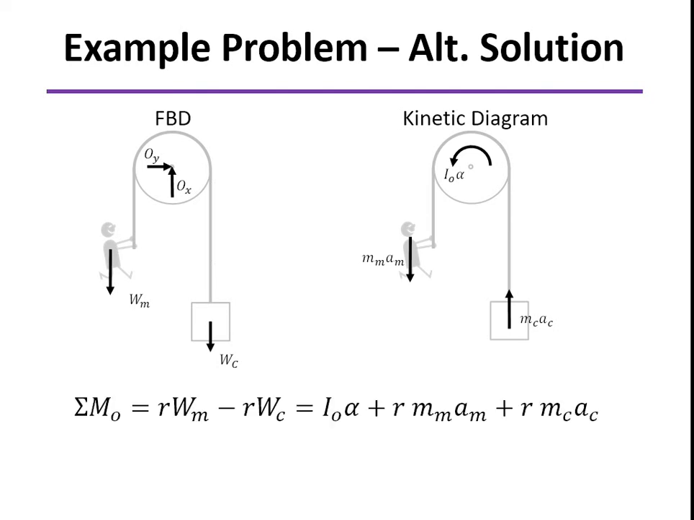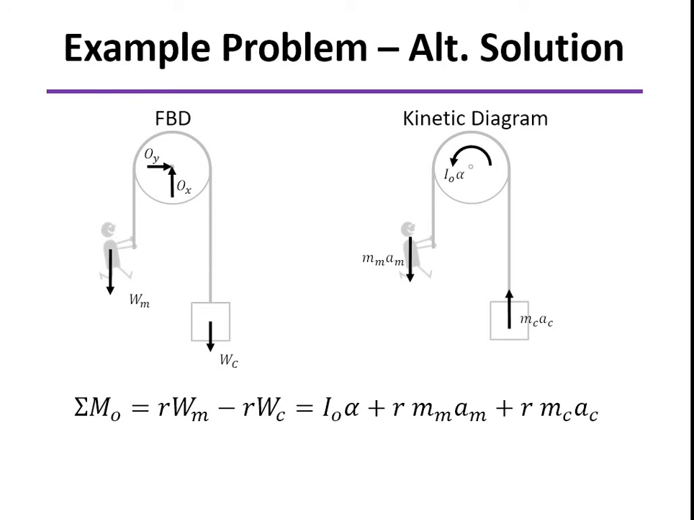So when I take the sum of the moments about point O, I include from the free body diagram the distance, which we're just assuming is the radius, even though I've shown the man slightly offset from that. The radius times the weight of the man minus the radius times the weight of the crate from the free body diagram. On the other side of the equal sign, we have the things from the kinetic diagram. The mass moment of inertia of the wheel times its angular acceleration, plus the radius times the effective force, the mass times the acceleration of the man, and then the other effective force, the mass of the crate times its acceleration, again offset by the distance r.